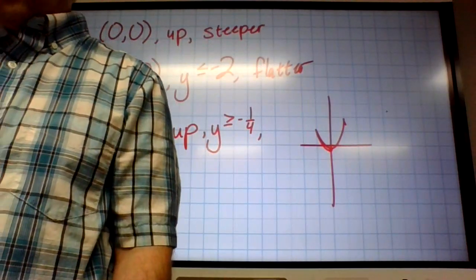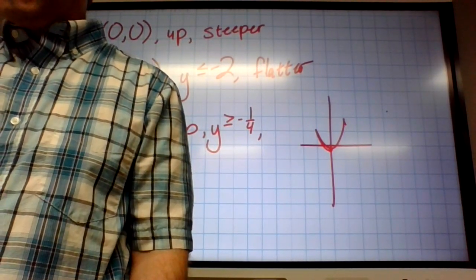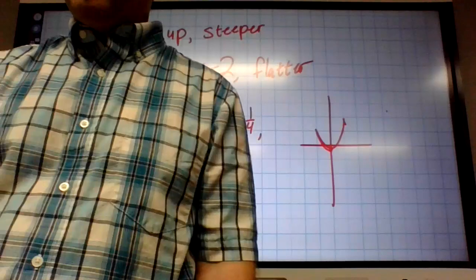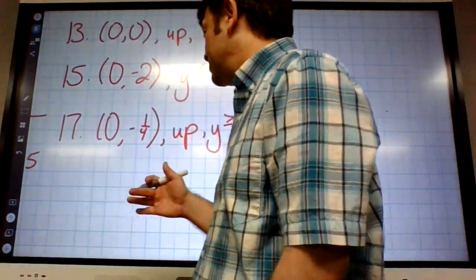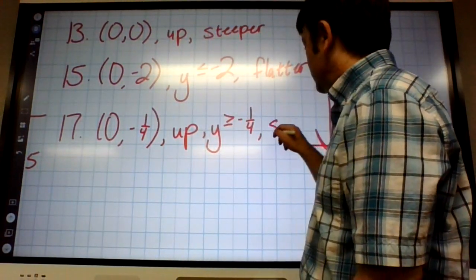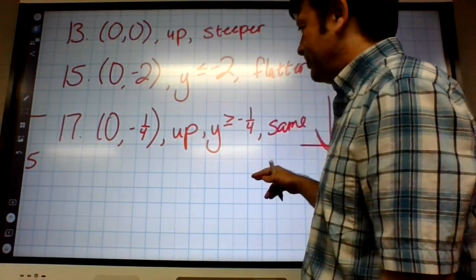Okay, is it the same, flatter, or steeper than normal? Same, because it's a 1x squared, which is normal. It's going to go at a normal speed up.